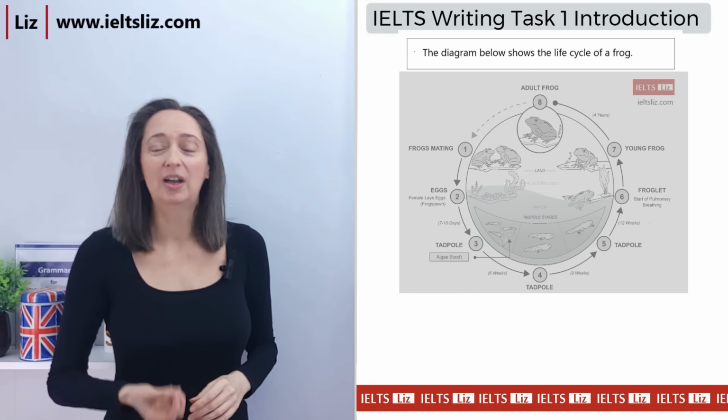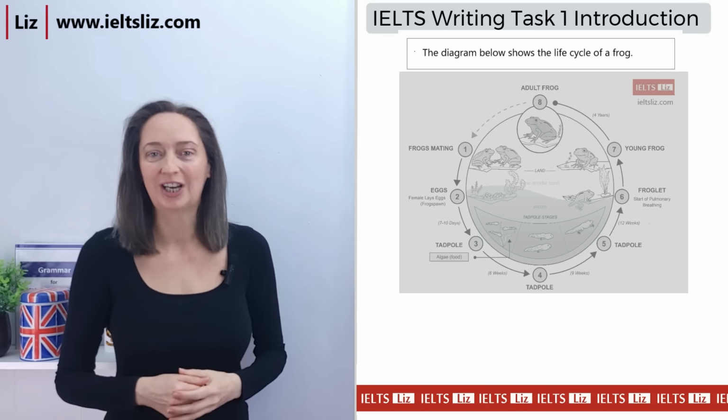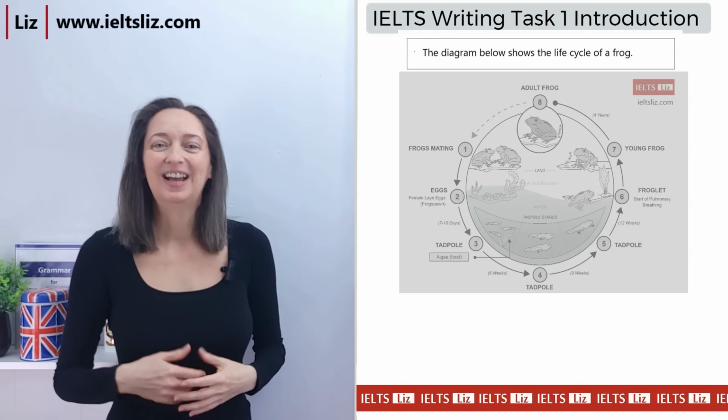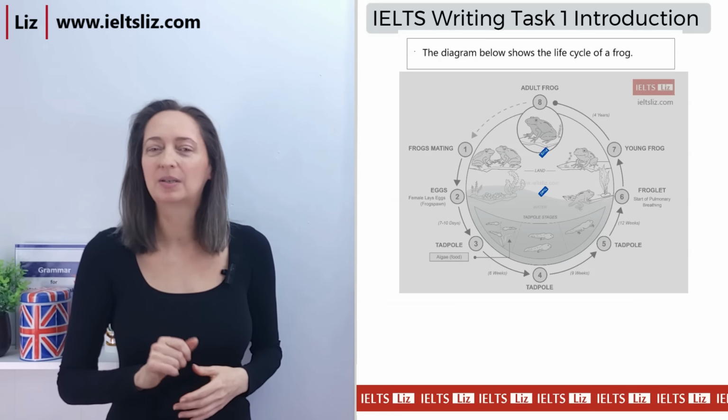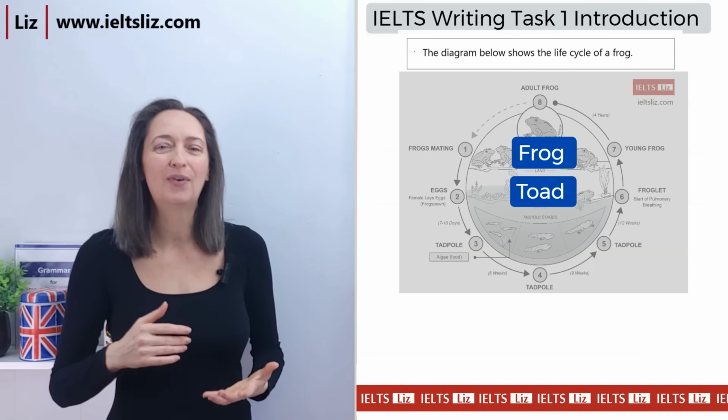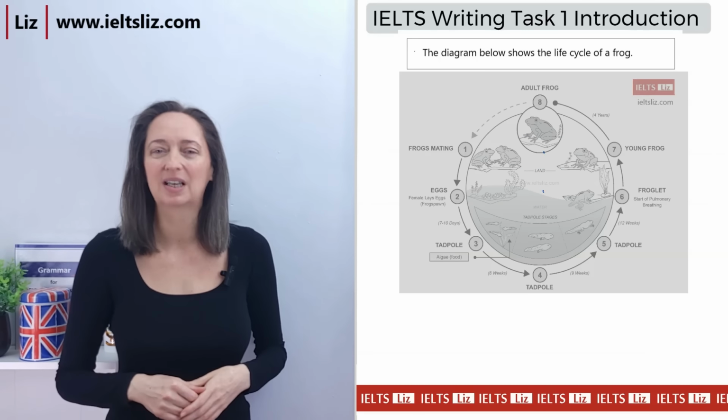Now, the problem is that a diagram is a diagram. We don't want to change that because it is a diagram. And a frog is a frog. Now, obviously, there is the word toad, and sometimes you might find that as a synonym if you look in a thesaurus. But actually, a frog and a toad, they're not actually the same.